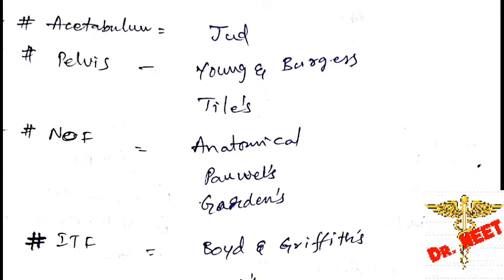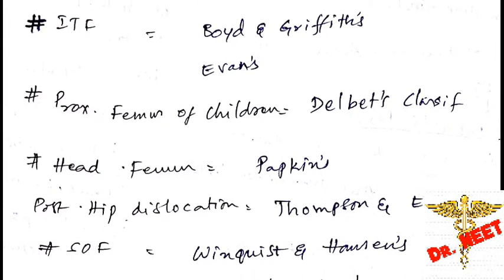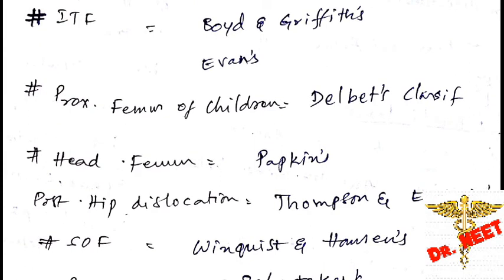Judet's classification for acetabulum fracture. Young and Burgess and Tile's classification for fracture pelvis. Anatomical classification, Pauwels' classification, Garden's classification. These three are used for fracture neck of femur. Boyd and Griffin and Evans classification for intertrochanteric fracture.